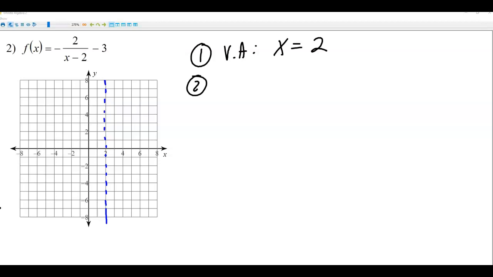So Lily, what's my second step? Good. Horizontal asymptote. That one's a y equals. See if you can figure out what number goes there. Y equals blank. Take a second. Amethyst, what's y equal to for the horizontal asymptote? Actually, it's going to be this number here. It's going to be negative 3. So let's plot that one.